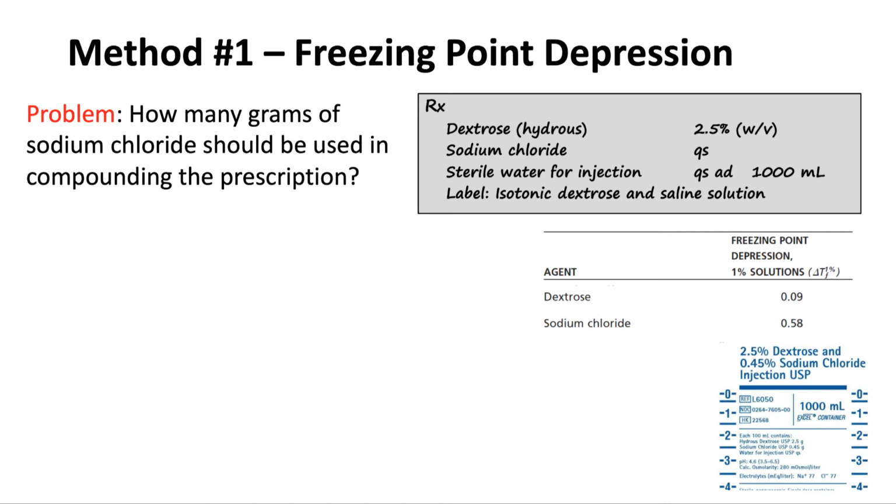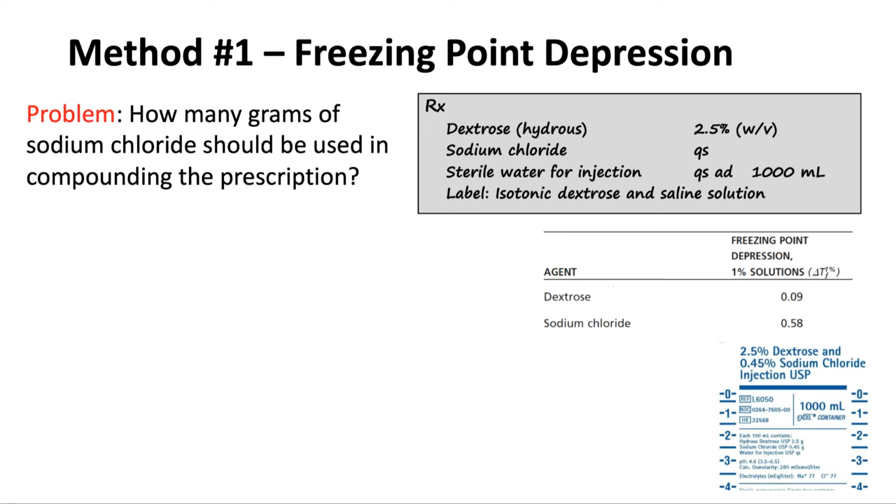And what we see for dextrose, its delta TF 1% is equal to 0.09 degrees Celsius. So a 1% solution of dextrose lowers the freezing point by 0.09 degrees. Well, what is the value for sodium chloride? We look up the sodium chloride and get a value of 0.58, meaning that a 1% solution of sodium chloride would reduce the freezing point by 0.58 degrees Celsius. So using those two factoids, we can now go ahead and determine the relative amount of sodium chloride we need.